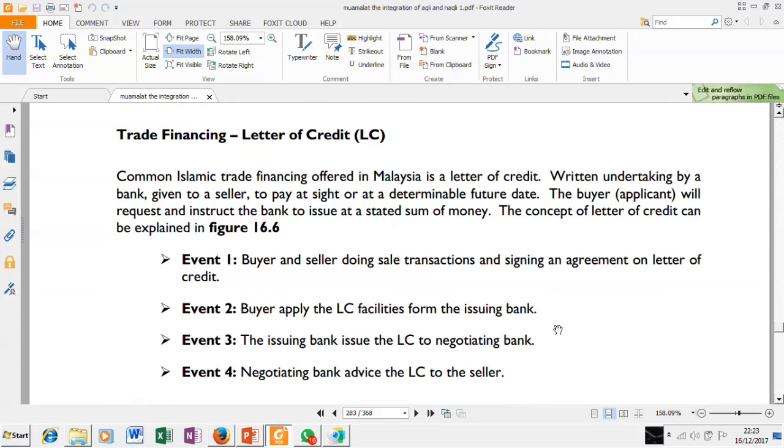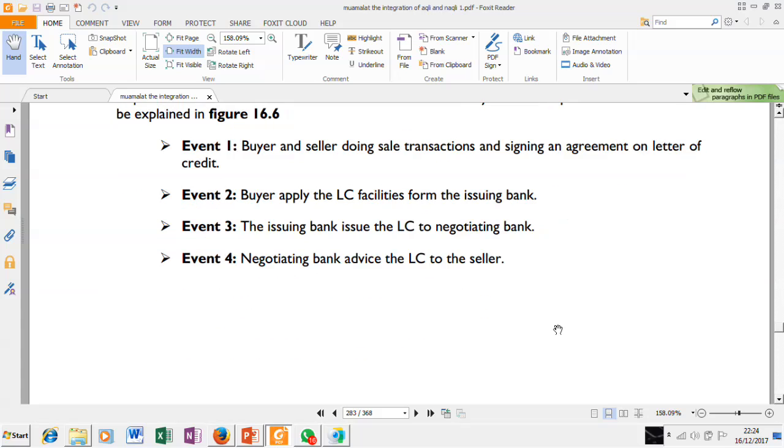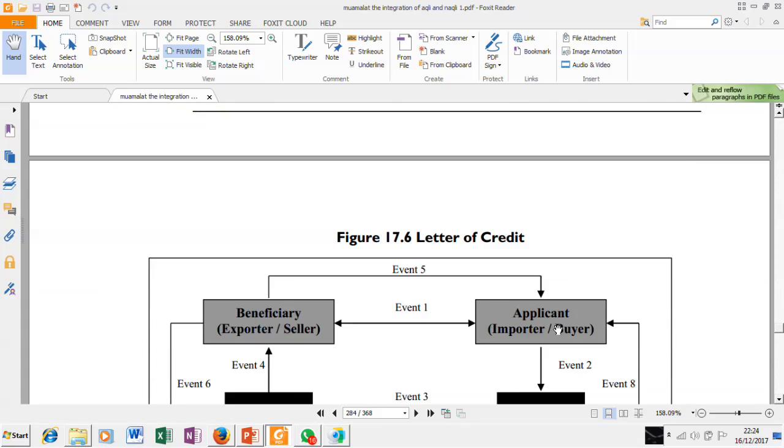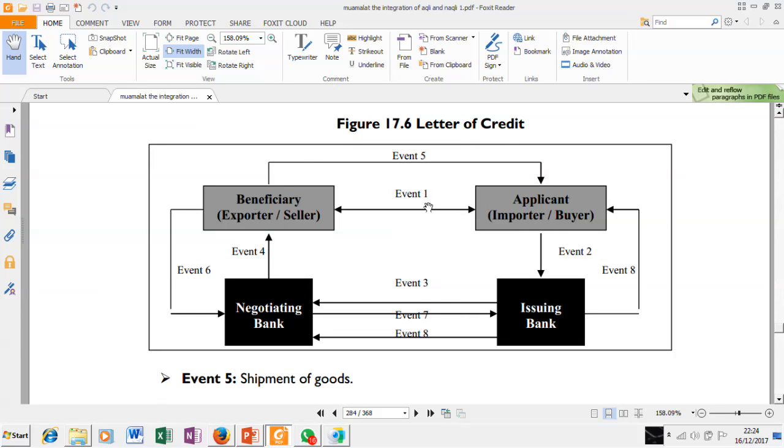Then we have the trade financing letter of credit. The letter of credit is almost the same as the letter of credit in the conventional part. So basically, you will have a series of procedures here. Normally, a letter of credit is used when you want to purchase a certain product or item from domestic and also from international. The applicants are normally buyers, and the beneficiaries are normally the sellers.